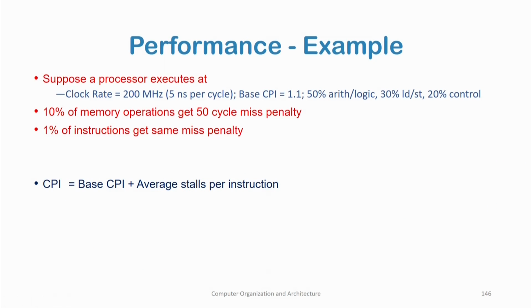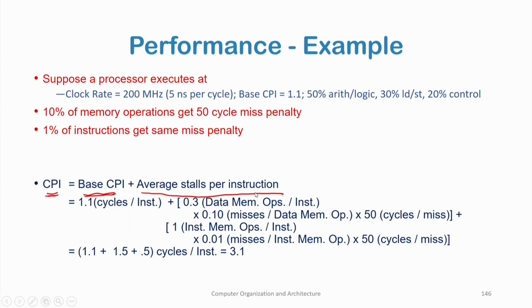So, therefore, how do I get the average CPI, the average cycles required per instruction? It is the base CPI, the base number of cycles required per instruction, plus the average number of stalls per instruction. How do I get that? So, we knew that the base CPI is 1.1. So, if there is always a hit in the memory, then I require 1.1 cycles per instruction. Okay. So, this is what it said.